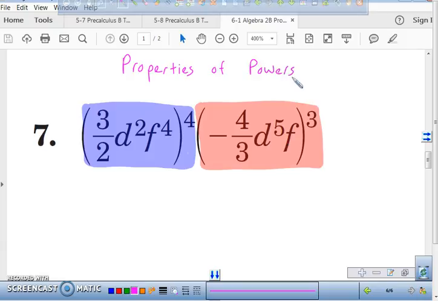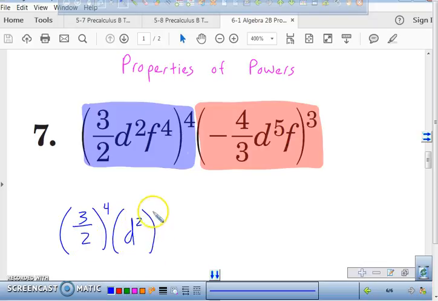Now, I want to make sure you guys understand that this number 4 is very important because it is going to be applied to every single number and variable inside of the blue. So I'm going to do 3 halves to the power of 4, D squared to the power of 4, and F to the power of 4. I'm applying this power right here to every single one. That's the first thing I'd like you to do.